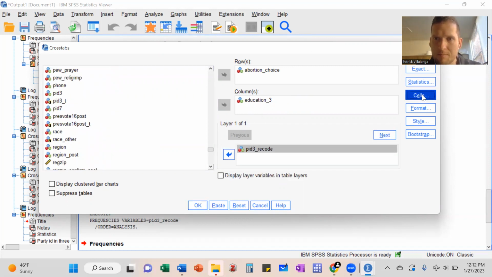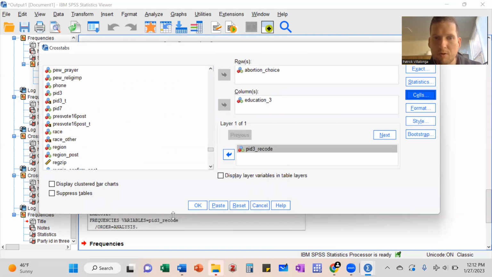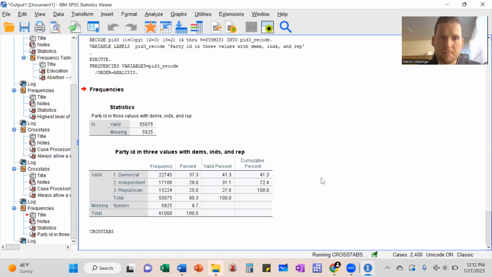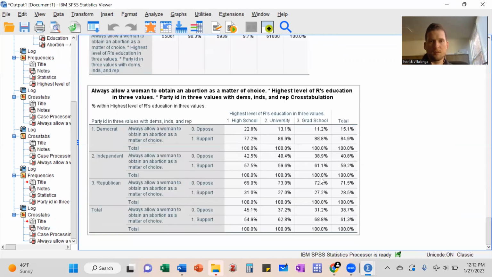I'm going to make sure that in my cells, I uncheck observed counts, which is usually checked, and that I have column percentages checked. That looks good, ready to go. Continue. Let's click OK. And now this is what we get. Notice what's happened. We have our abortion-education crosstab multiplied three times. We have an education-abortion crosstab for each party ID.